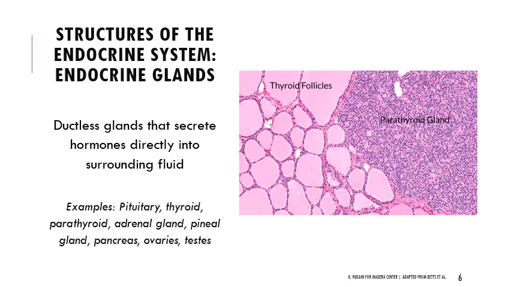So some examples of that include the pituitary gland, the thyroid and parathyroid, which are pictured to the right, the adrenal gland, and several others that we'll talk about in a little bit.